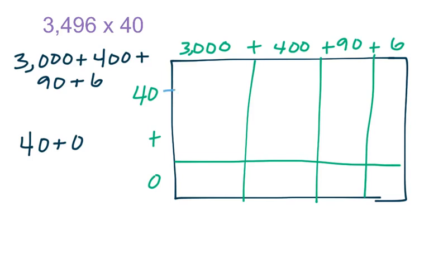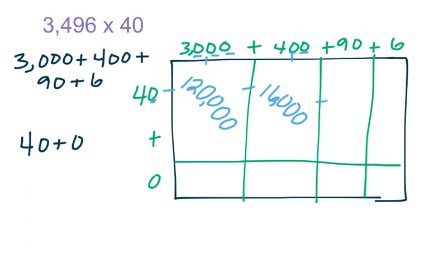So my first one I'm going to solve here is 40 times 3,000. Well, 4 times 3 is 12, times 10 is 120, times another 10 is 1,200, times another 10 is 12,000, times another 10 is 120,000. Okay. 40 times 400, well, 4 times 4 is 16, times 10 is 160, times another 10 is 1,600, and times your final 10 gives me 16,000.